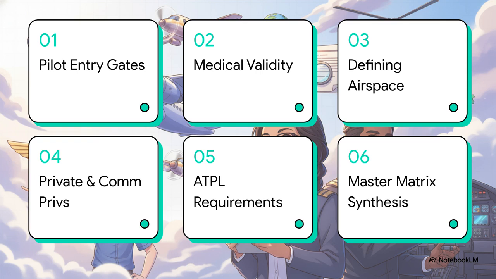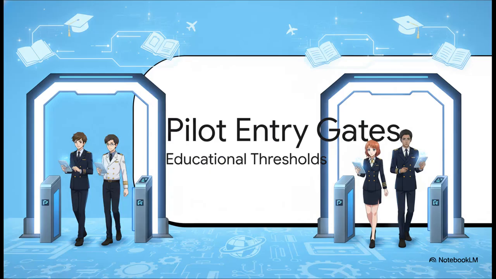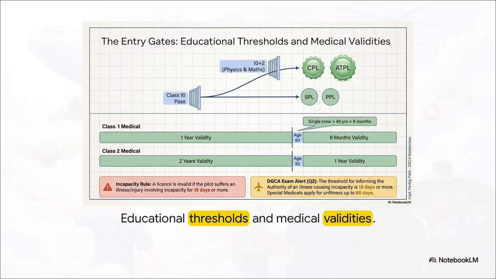All right. Here's our flight plan for today's session. We'll be hitting the pilot entry gates, medical validity and incapacity, defining cross-country airspace, private and commercial privileges, the ATPL apex requirements, and we'll wrap it all up with a master matrix synthesis. Starting off with Module 1, the pilot entry gates and educational thresholds. Let's break this down using our concept, application, and DGCA exam tip structure.